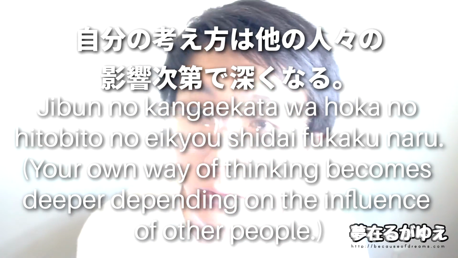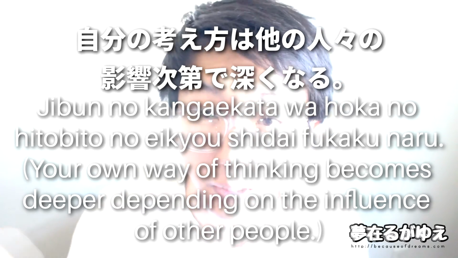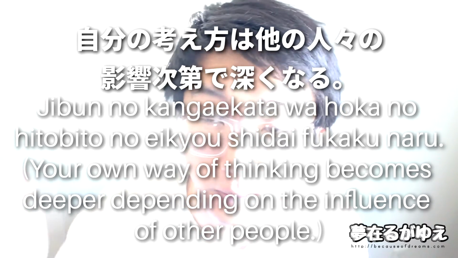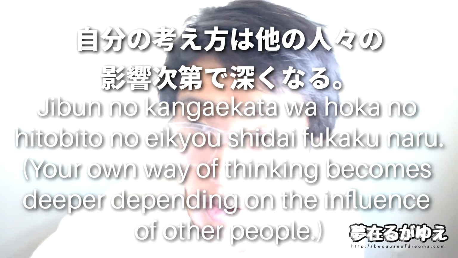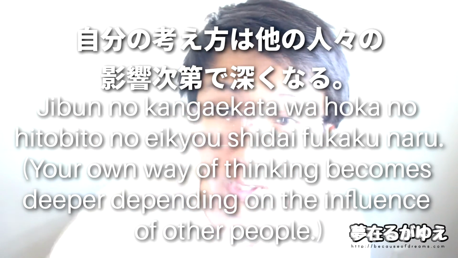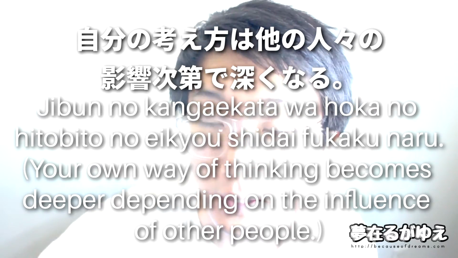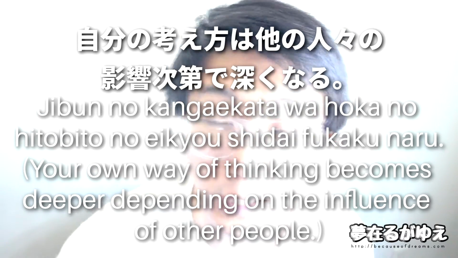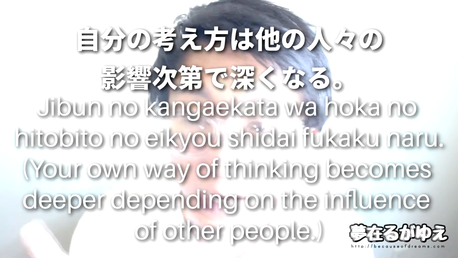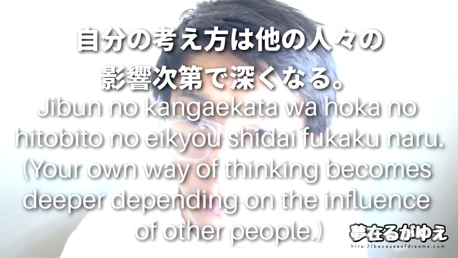So let's break down the sentence bit by bit. First up, we have jibun, which means yourself, basically. We're going to be employing the noun of a noun modification, so we have the particle no right after that. Then right after the no, we have the word kangaekata, which means way of thinking or manner of thinking, basically. So jibun no kangaekata is your own manner of thinking, your own way of thinking. We're going to mark that as the topic of the sentence, so right after that we put the particle wa.